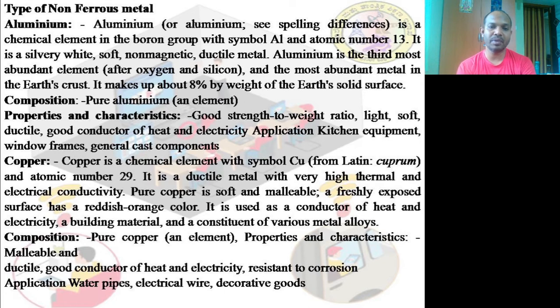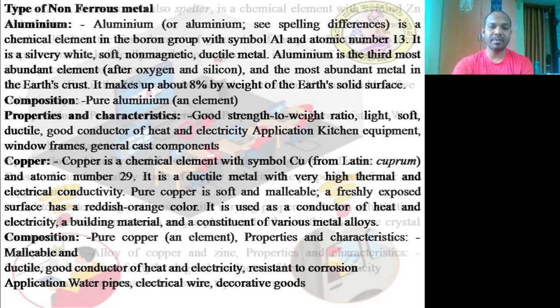Composition: pure copper. Properties and characteristics: malleable and ductile in nature, a good conductor of heat and electricity, and resistant to corrosion. Applications: water pipes and, majorly, electrical wires. Copper is extensively used for electrical wires, decorative goods, and even cable wires.